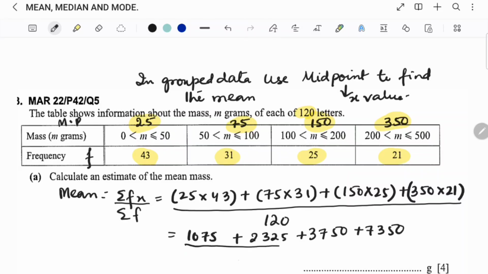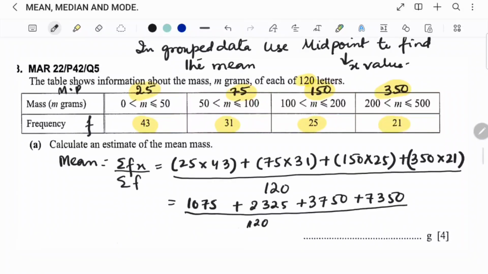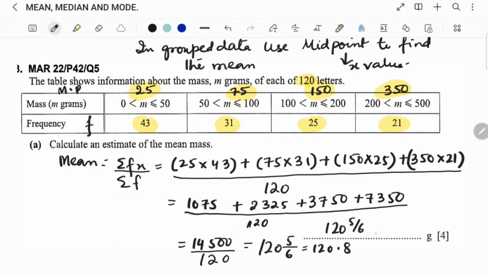Just to save time, I've calculated already. I know that for such a question, you can use the calculator. It's not difficult. So that is equal to 14,500 divided by 120, which is equal to either 120 whole 5 over 6 or 120.8. Okay, 120 whole 5 over 6 or 120.8 grams. So this is the answer for this question.